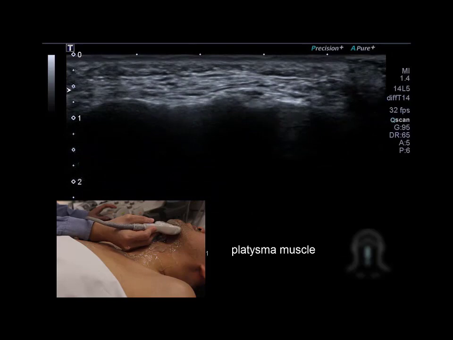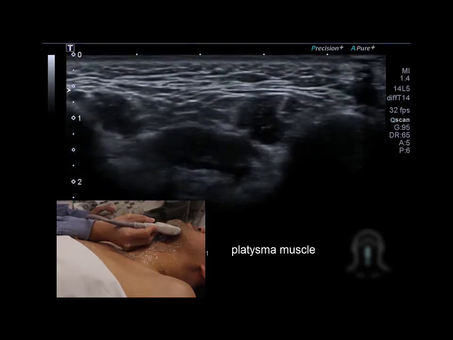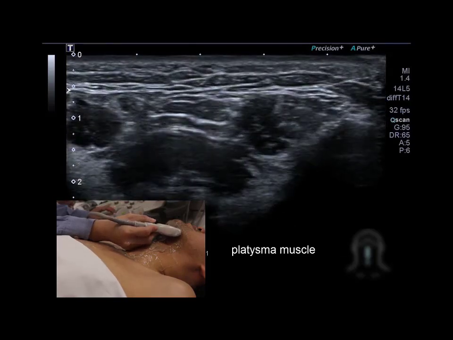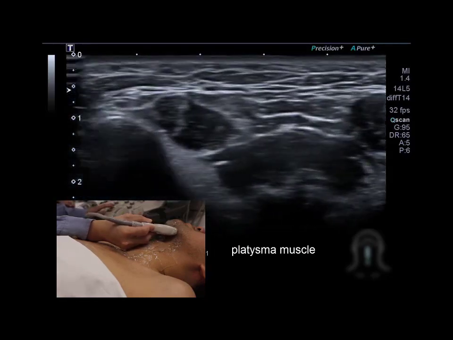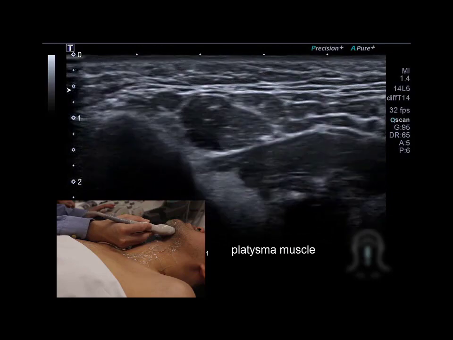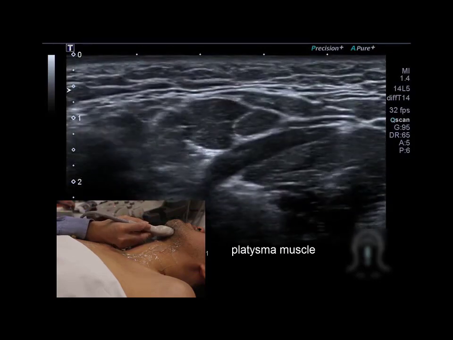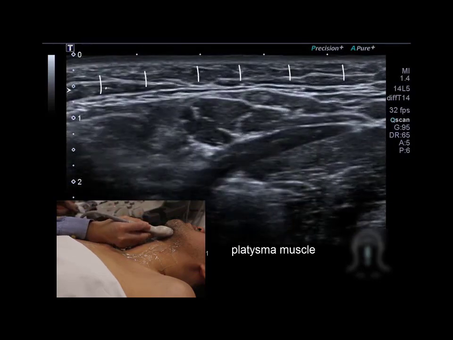Okay, let's start to see the first one, the platysma muscle. The platysma muscle is a thin sheet of muscle that covers the whole neck from supra- to infrahyoid. It appears like a thin hypoechoic sheet of muscle with a hyperechoic interface.